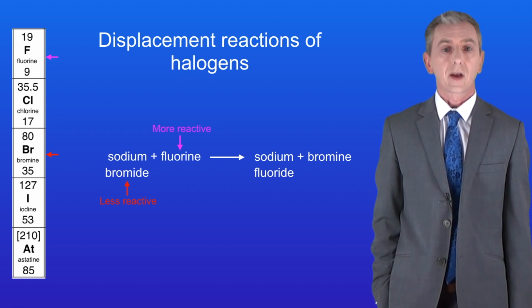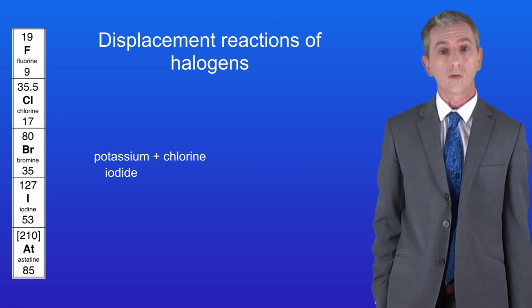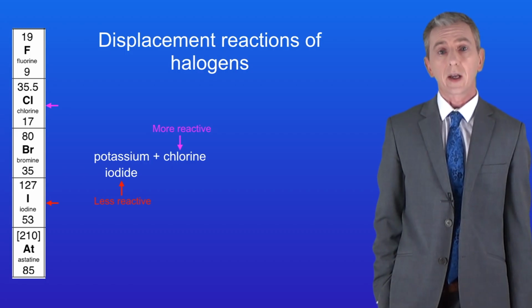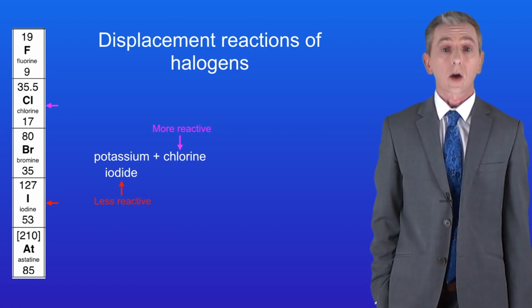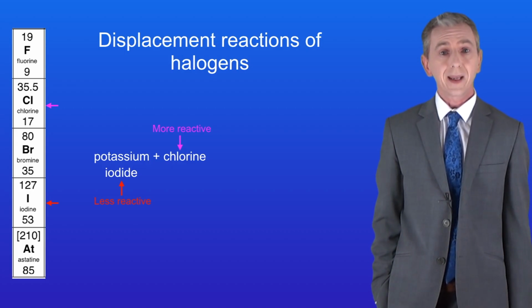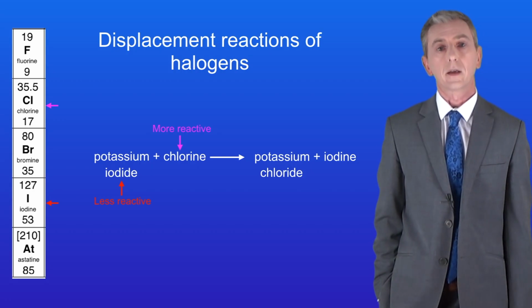So let's look at a couple of examples. Try this one, potassium iodide plus chlorine. You can pause the video now if you need to. We can see that chlorine is higher than iodine in group 7, which means that chlorine is more reactive than iodine. So the chlorine displaces the iodine like this, and we make potassium chloride plus iodine.